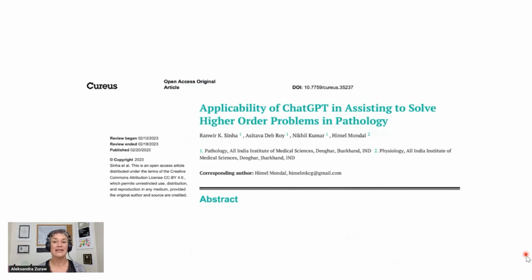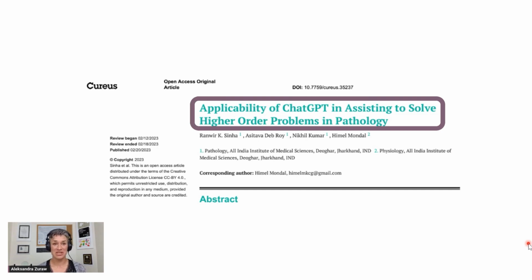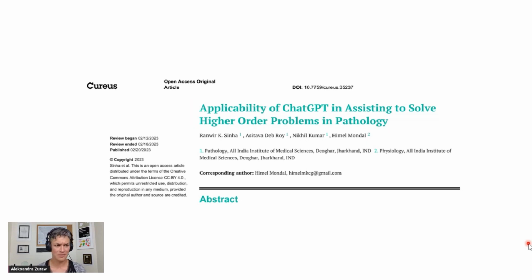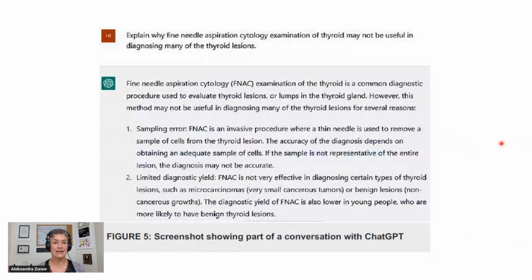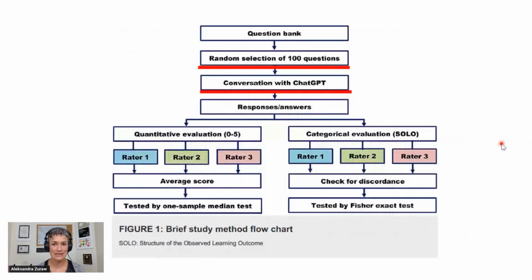pretty well. And there was another from a different publication that was assessing applicability of ChatGPT in assisting to solve higher order problems in pathology. I'm like, okay, what are higher orders? What do you mean by higher orders, and how did you assess it? And they had a question bank, this department of pathology, and they selected 100 questions of the pathology department question bank. And then they had a conversation with ChatGPT, and there were different responses and answers. And they evaluated on a scale 0 to 5, and also in a categorical evaluation. So 2 different.